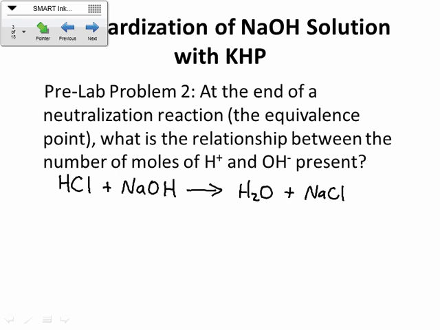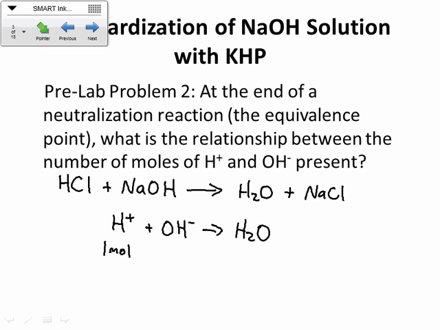All right? So if you're doing a perfect neutralization, then you need to have the same number of moles of H plus and OH minus present. And all of this, the net ionic equation for this reaction right here is H plus plus OH minus yields H2O. Okay? So at the equivalence point, let's say that you have 1 mole of H plus.